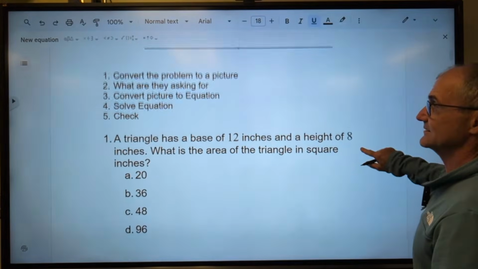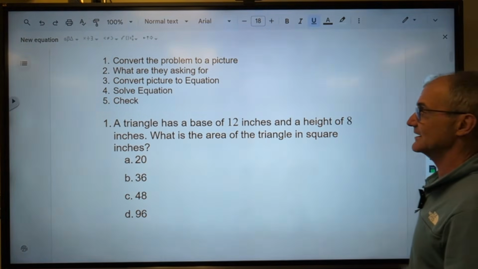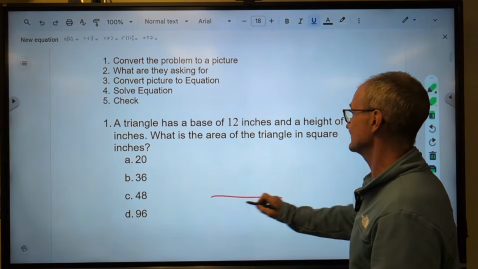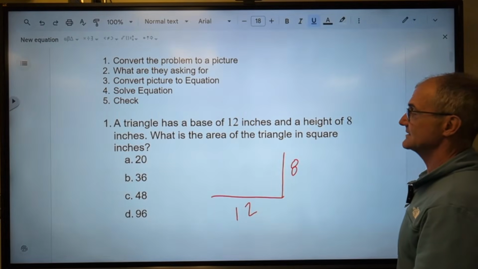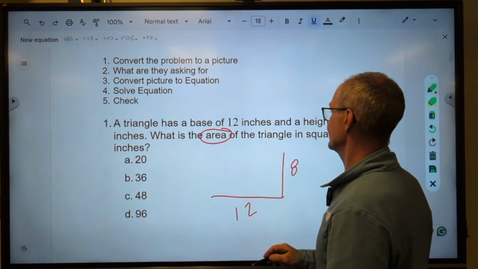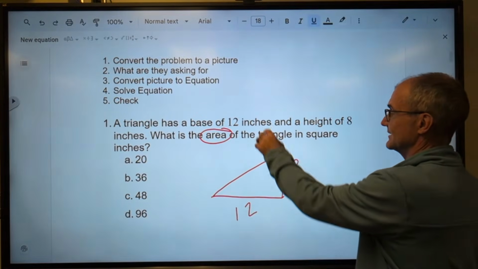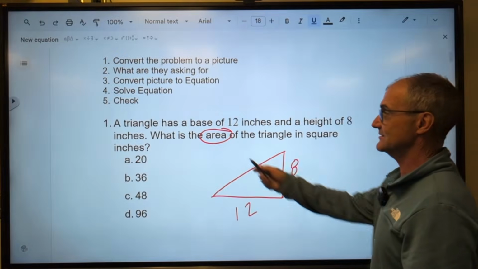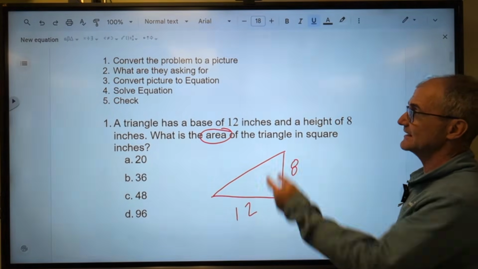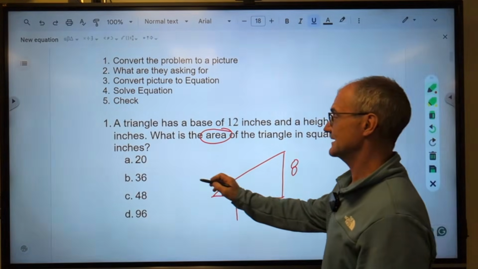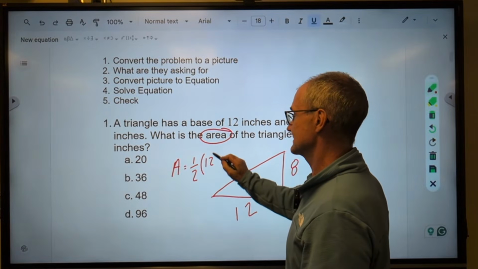So let's go ahead and do that 5-step process on this problem right here. A triangle has a base of 12 and a height of 8, what is the area of the triangle? So step 1, convert that paragraph to my picture. There it is. Step 2, what am I looking for? Area. Step 3, create that equation. So from here, I know that area is equal to 1/2 base times height.